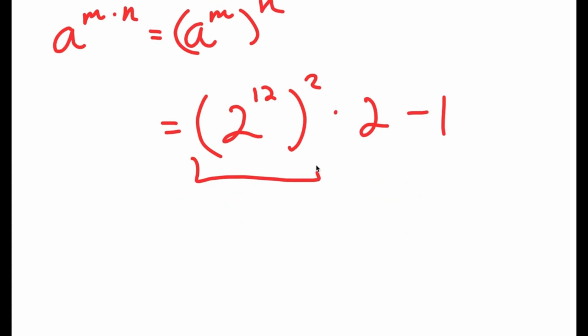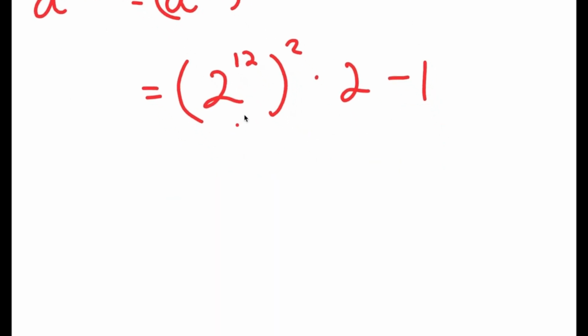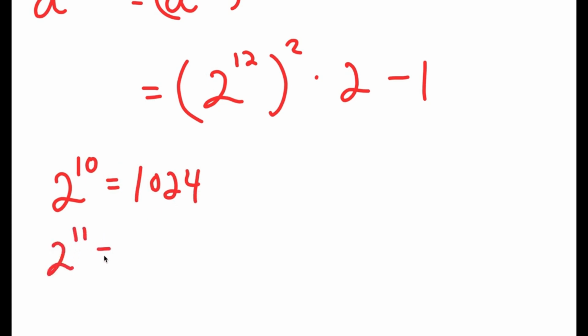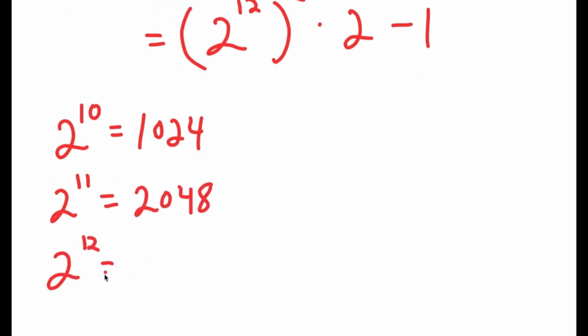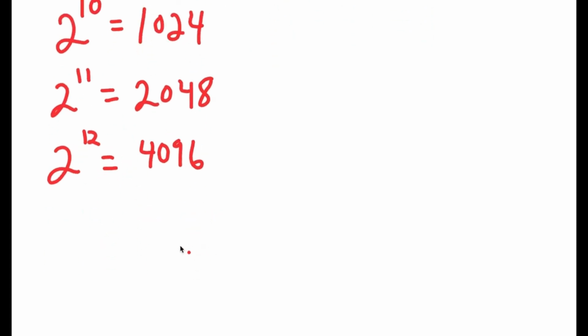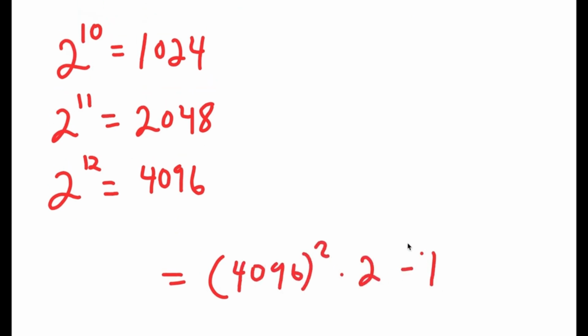So now I'm actually going to plug in the actual value of 2 to the power of 12, because 2 to the power of 12 is small enough where we know the exact value of it. If you don't know what 2 to the power of 12 is, well, 2 to the power of 10, you should always remember this as 1024. So 2 to the power of 11 is going to be double of 1024, which is 2048. And 2 to the power of 12, which is the value we're looking for, is going to be double of 2048, which is 4096. So now I get 4096 squared times 2 minus 1.